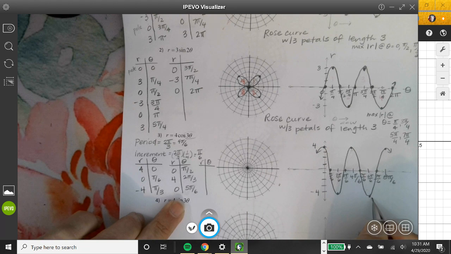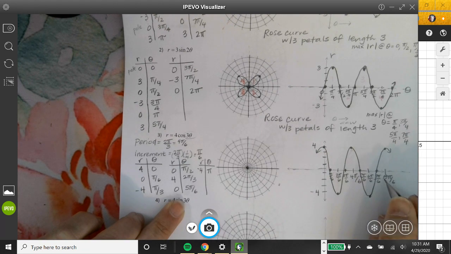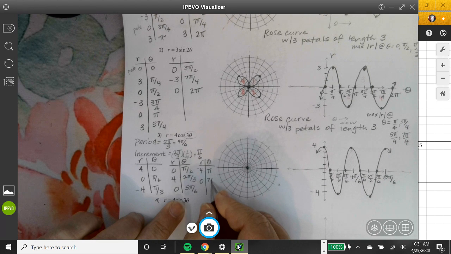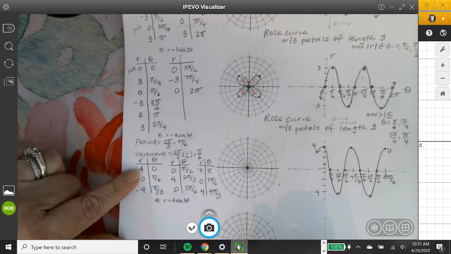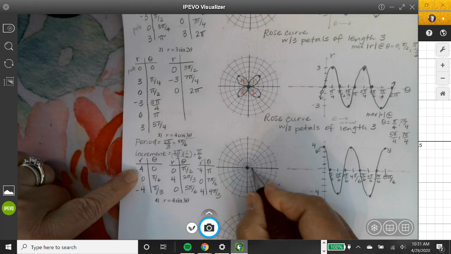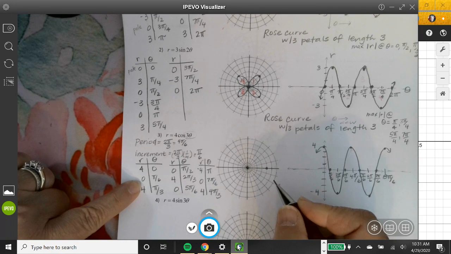So we go to negative 4 at pi, because that's 6 pi over 6. Then back to the pole at 7 pi over 6. And then we're back up to the top there at 8 pi over 6, which is 4 pi over 3. All right, so let's graph our curve. So we're going to start out radially 4, 1, 2, 3, 4. And then we have to go back to the pole by pi over 6.